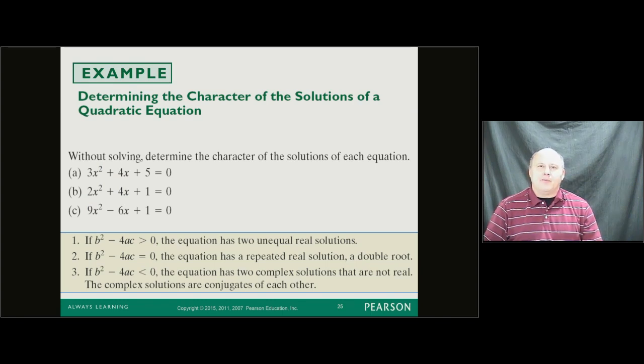Okay? And we did some of these in our last video, so you'll see these in a separate video where I did some lecture notes on determining the character here. So all you have to do is determine what b squared minus 4ac is on a, b, and c here on this example, and see if it's positive, negative, or equal to 0. So that's something we will address later.